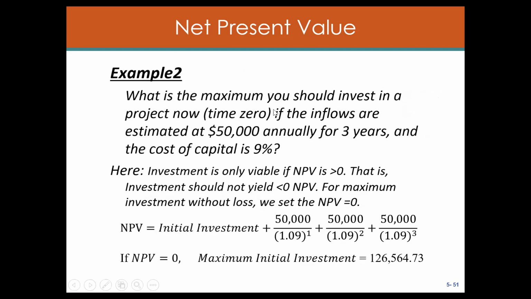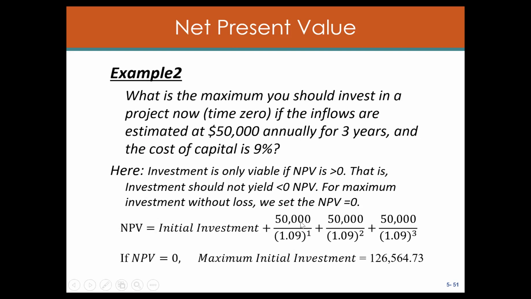Another example: what is the maximum you should invest in a project now, just now, time zero, if the cash inflows are estimated at $50,000 annually for 3 years? Every year you're getting 50K, and the cost of capital is 9%. So this is consistent. 50K annually you're getting for 3 years, and the cost of capital is 9%. Remember here that the investment, what is the maximum you should invest in this project?